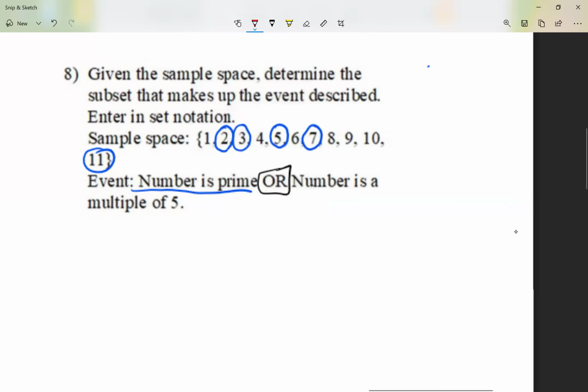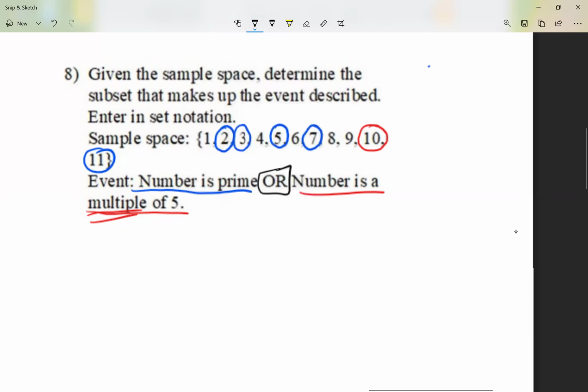Now, because I'm using the or, remember, now I'm looking at multiples of 5. Again, I'm using the word multiple, not factor, multiple. So this is basically my times tables of 5, which is like 5 times 1 is 5, 5 times 2 is 10, 5 times 3 is 15. So my multiples of 5 are 5, 10, 15, 20, 25. First number is 5. It's already circled, so I don't have to circle it again. Then 10, it's not circled, so I will circle it. And then 15, but I'm done with my sample space.